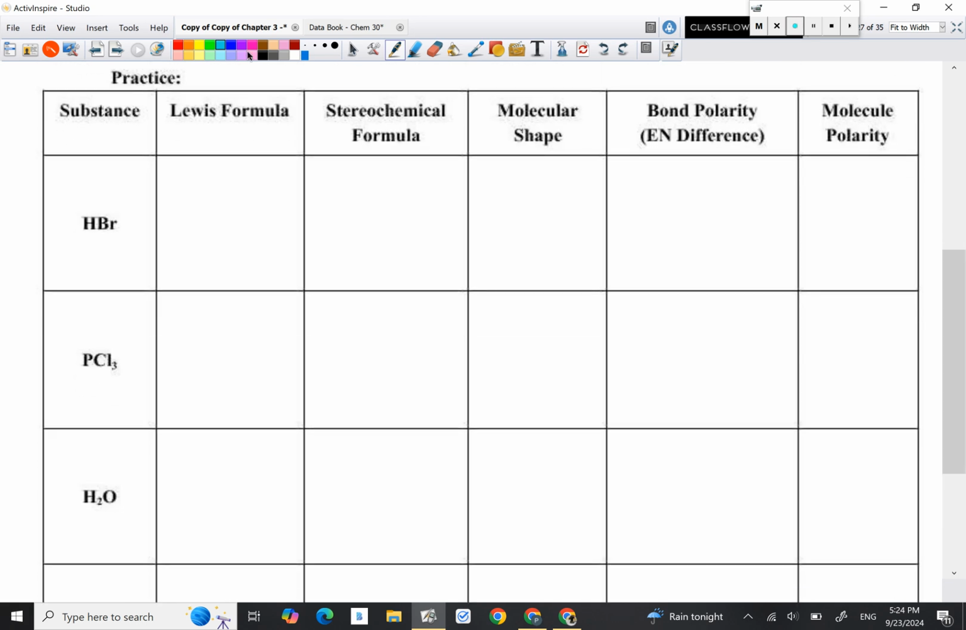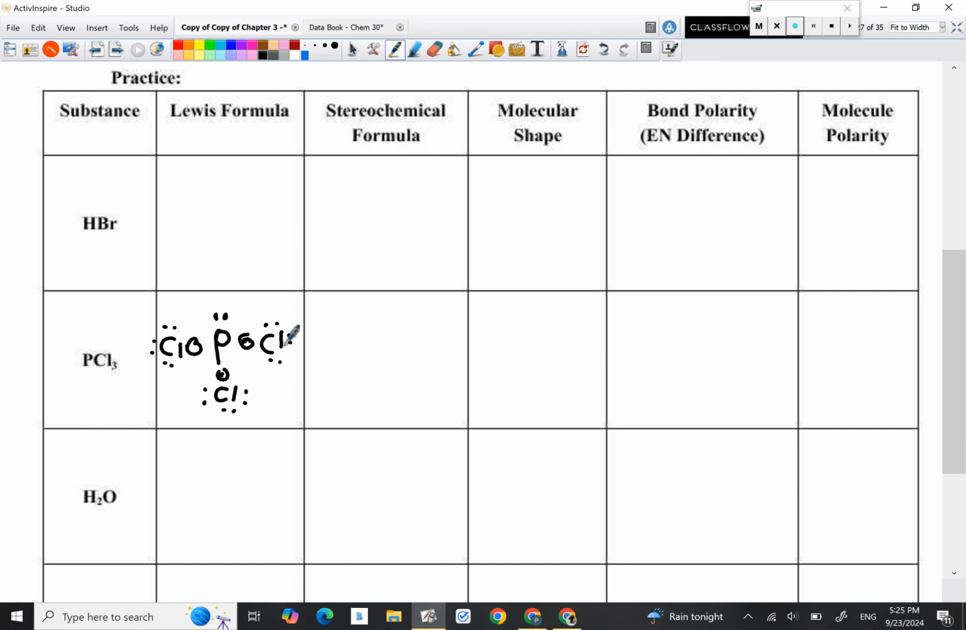So for PCl3, we'll start off right here. So we need a Lewis formula. So phosphorus, central. It'll look like this. And then our chlorine is set up like this. And then of course the last one looks like that. Now phosphorus we can tell is our central atom, and chlorines are the peripheral.